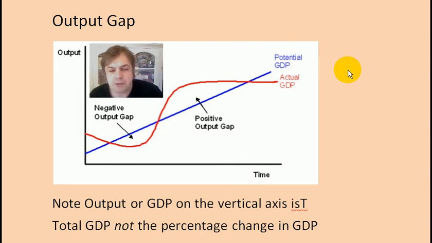Hi, today I want to look at the output gap. Now the output gap is very important, particularly in the AS paper 2, because it concerns things like unemployment, inflation and the Monetary Policy Committee.